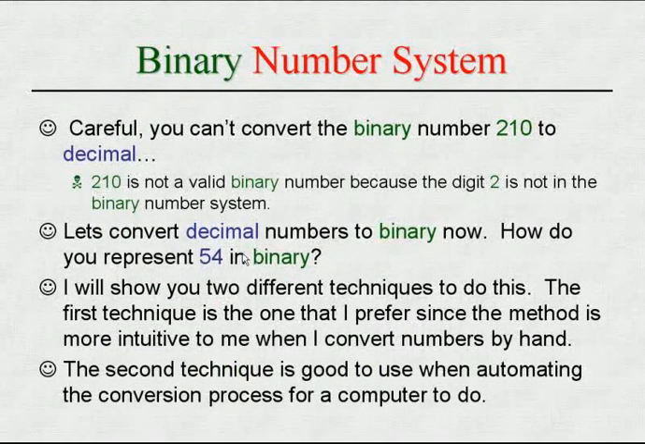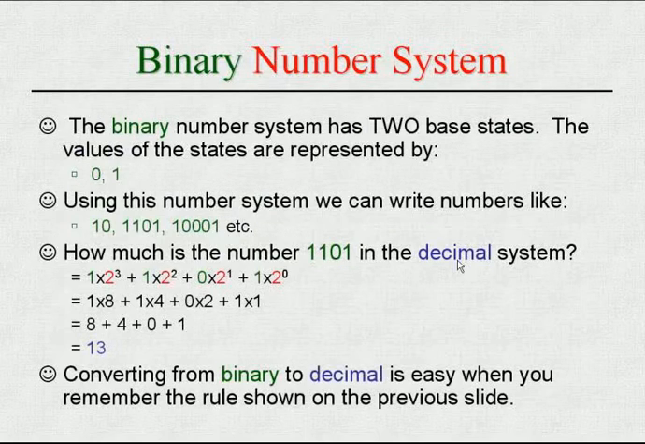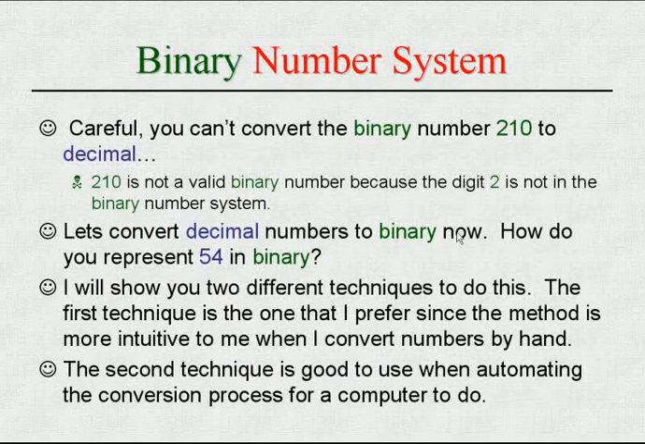Let's convert a decimal number to binary now. So we're going to go the opposite direction. Here we went from binary to decimal. Now we're going to go from decimal to binary. How would you represent the decimal number 54 in binary? I'll show you how to convert this in 2 different techniques.